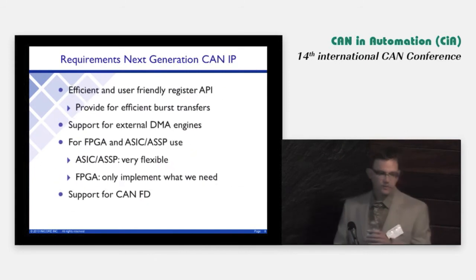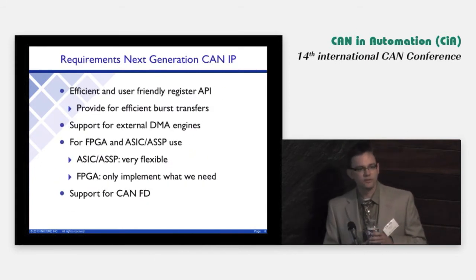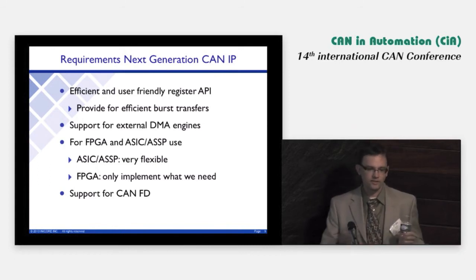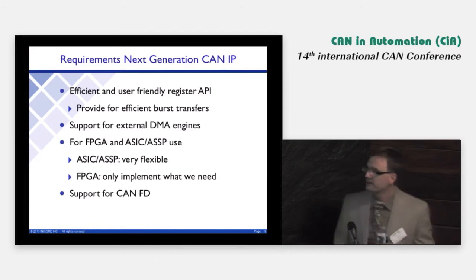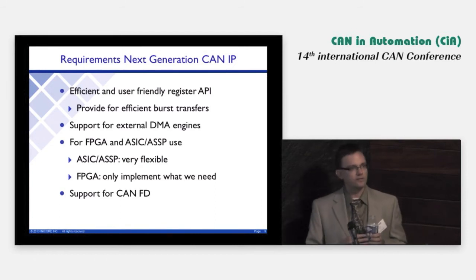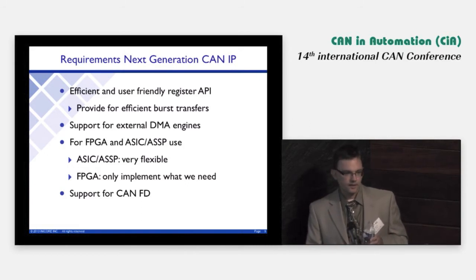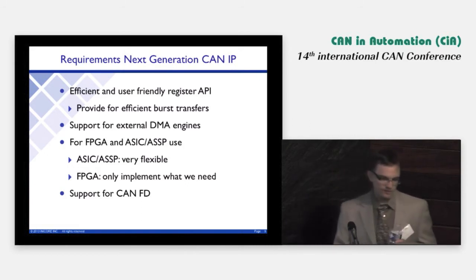So this led to our list of requirements for our next generation CAN core. We already started this before CAN FD came along, so it was great to say, okay, we already have this in the pipeline, so let's look at this and add CAN FD as well. So we aim to have an efficient and user-friendly register API, support for external DMA engines. And the next point is really important.